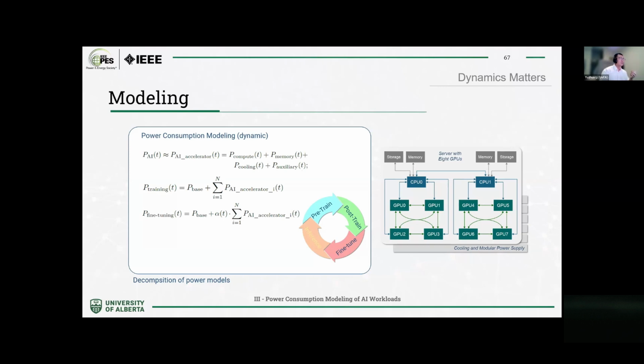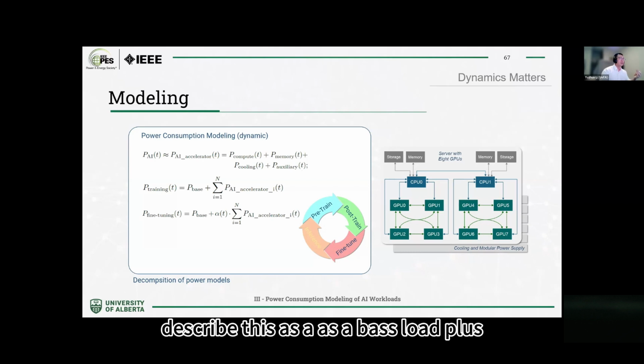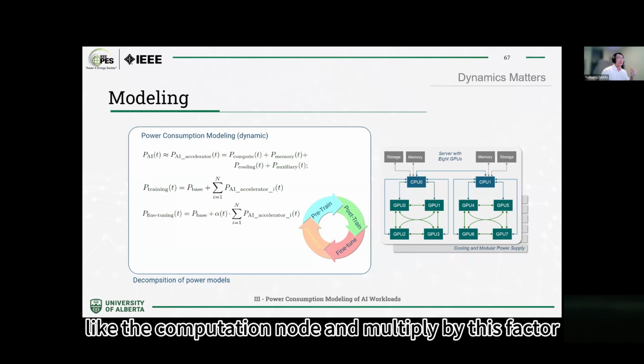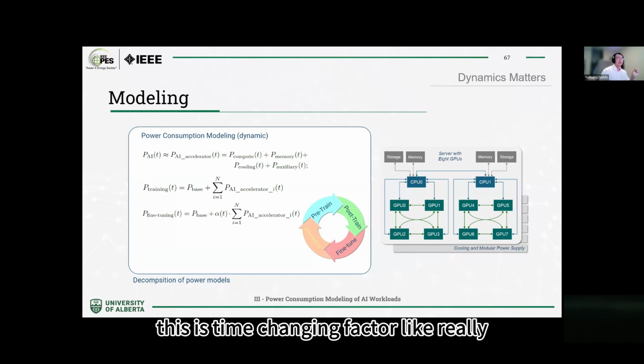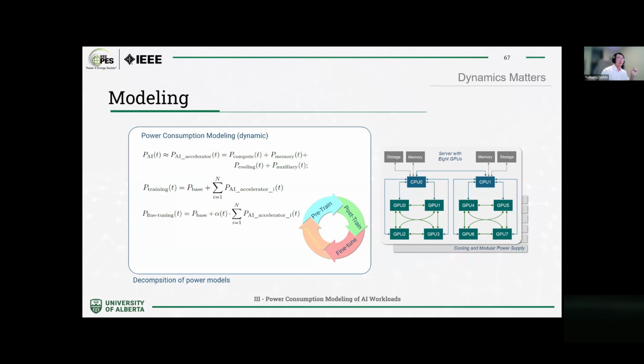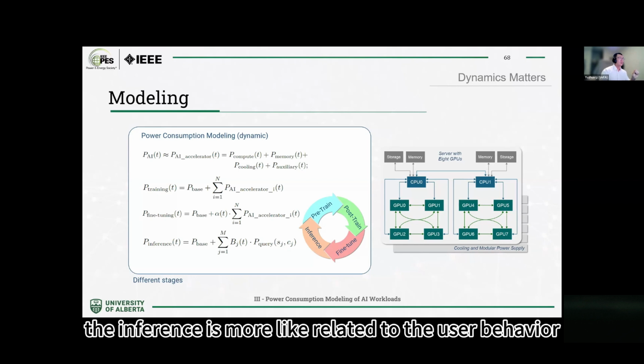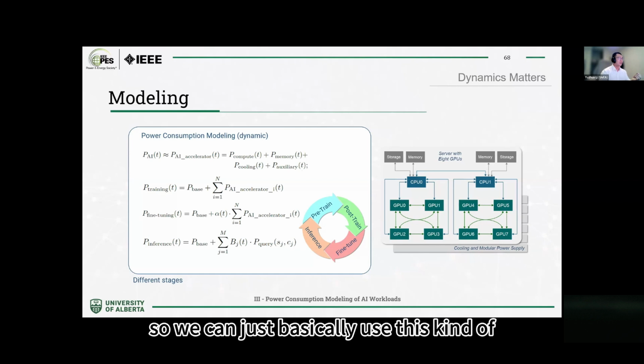We can describe this as a base load plus the computation nodes, multiplied by a time-changing factor that really depends on the algorithm side. The inference is more related to user behavior, so we can basically use a statistical description for that.